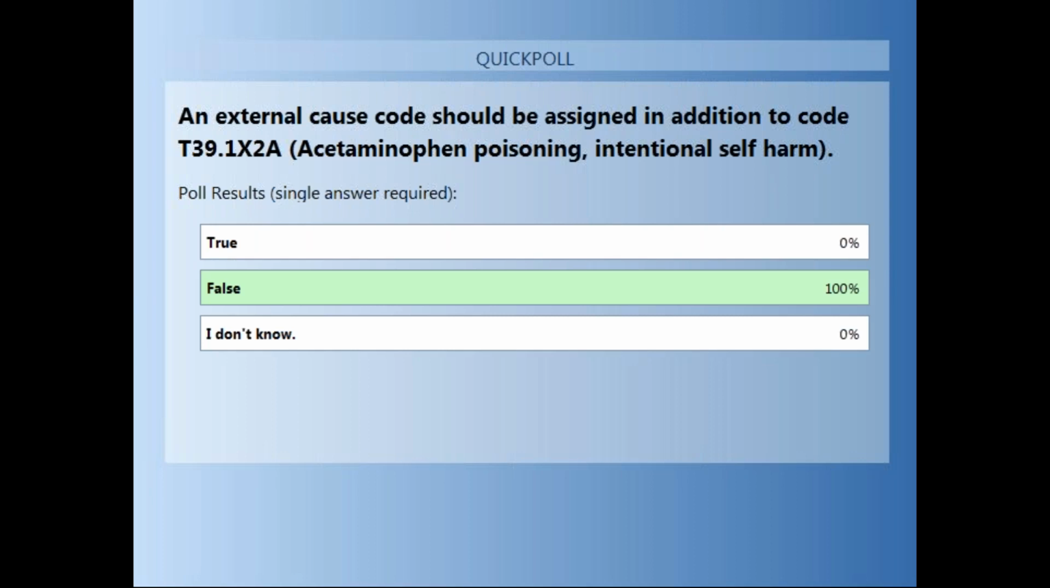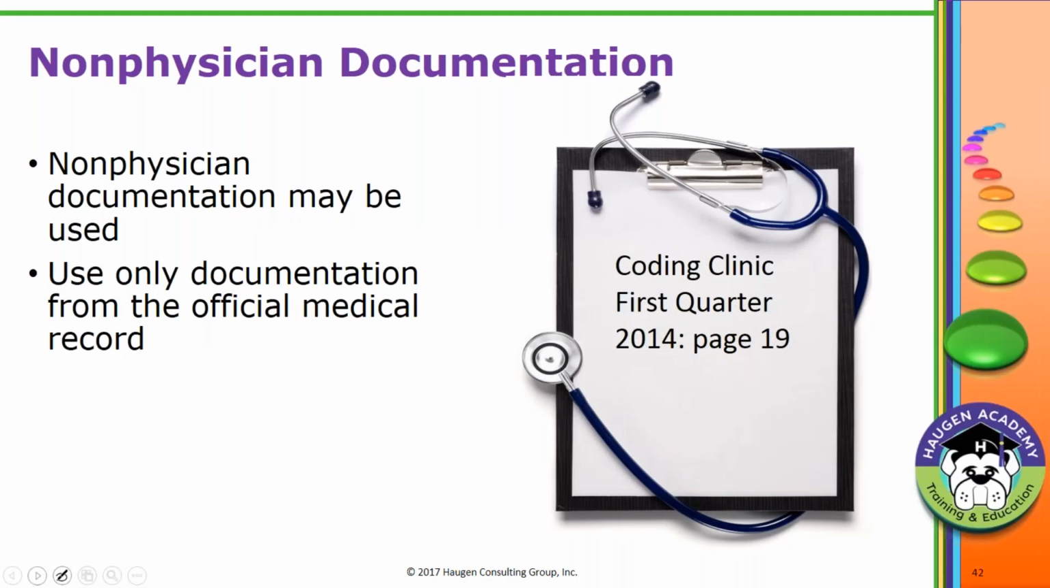But you're right. Per those coding guidelines, we should not be assigning an external cause code from Chapter 20 if we have a code like the one given in this example, if it shows the cause and the intent in that combination code. And this code does. It shows the cause, the acetaminophen poisoning, and the intent was the intentional self-harm. So great job, everyone. All right, just a few slides left here before we wrap up.